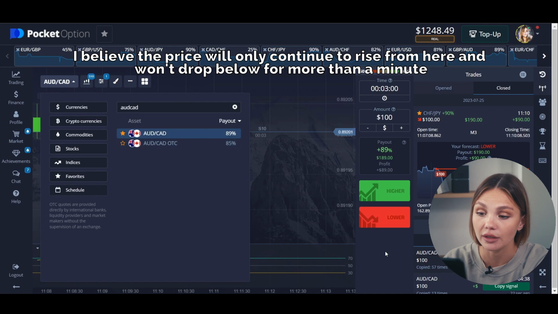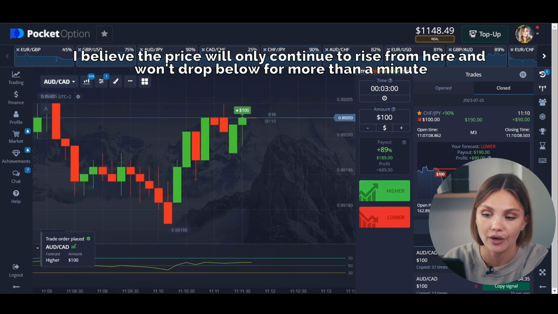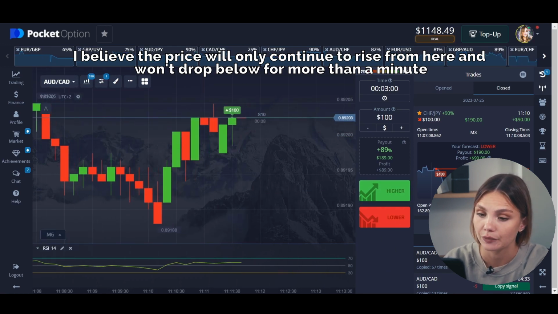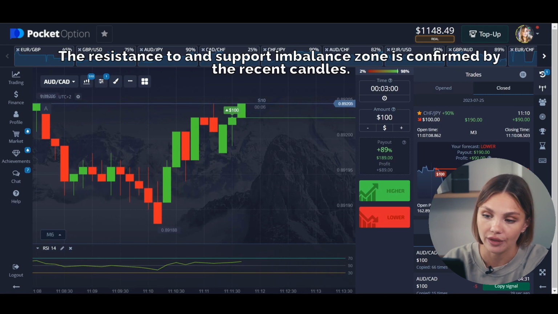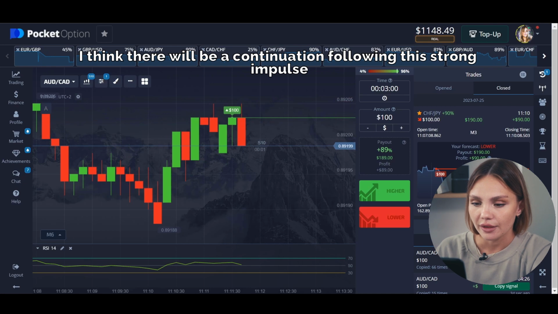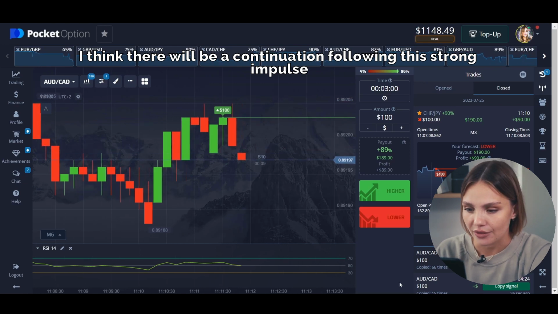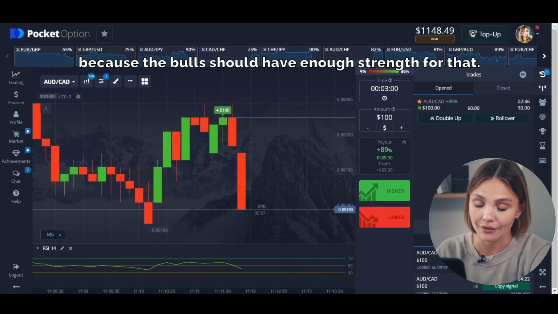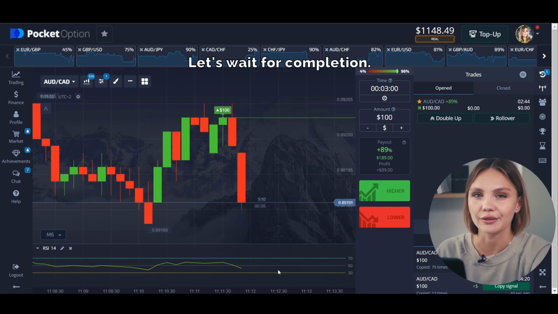I believe the price will only continue to rise from here and won't drop below for more than a minute. The resistance turned support imbalance zone is confirmed by the recent candles. I think there will be a continuation following this strong impulse because the bulls should have enough strength for that. Let's wait for completion.